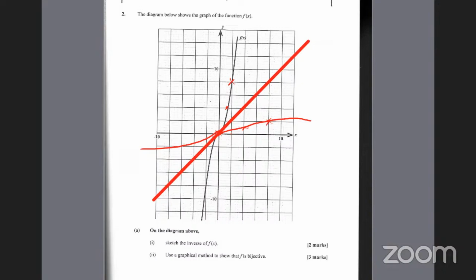How are you going to show that it's bijective? Horizontal line test, and you can do the vertical line as well. So you're drawing a horizontal line and showing that the function is 1 to 1. I draw a vertical line as well and say, since it passed both the horizontal and vertical line test, the function is both surjective and injective. Sketching is the most important thing. Once you can sketch, these questions become easy.